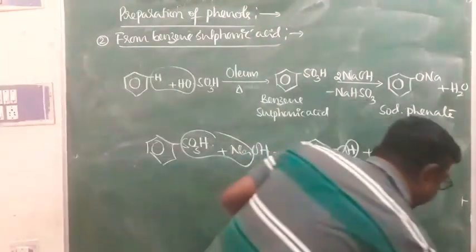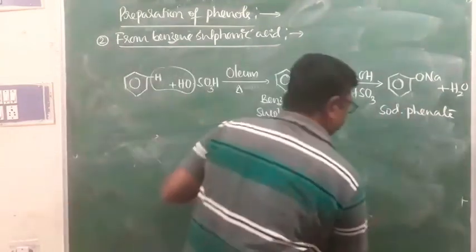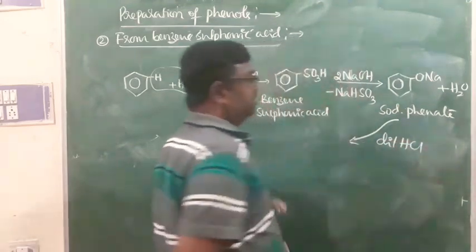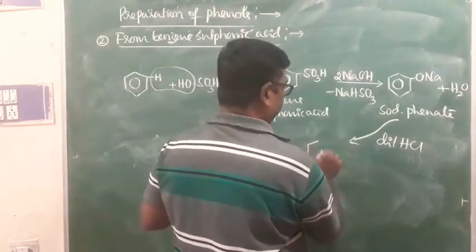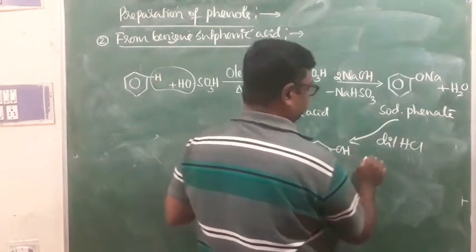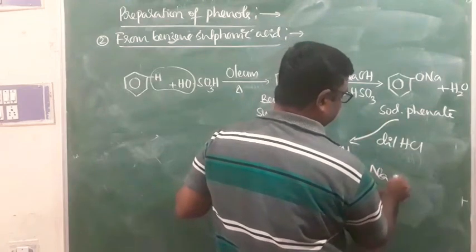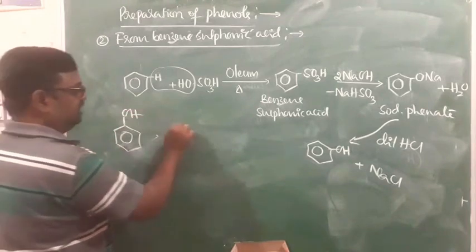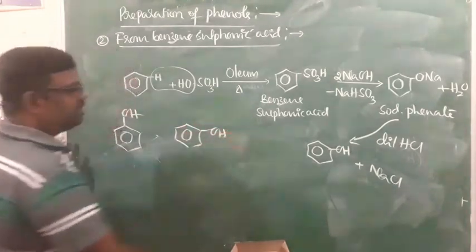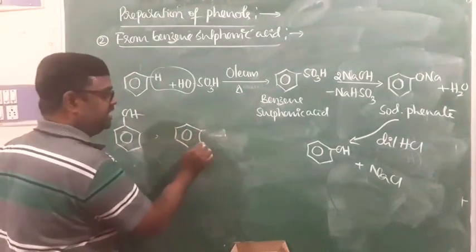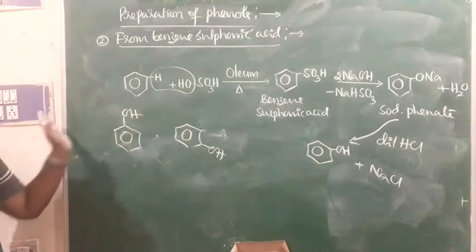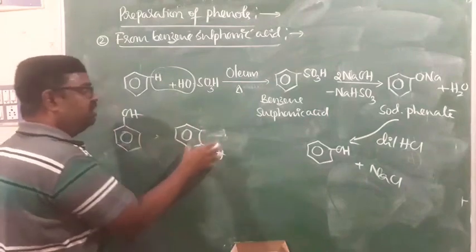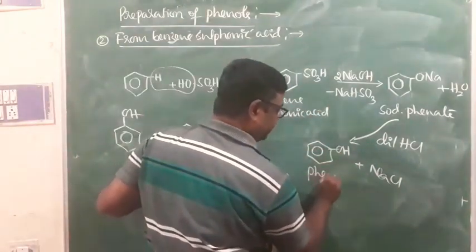When sodium phenate is hydrolyzed in the presence of dilute HCl, you are going to get phenol plus NaCl. Keep in mind that I sometimes write phenol one way and sometimes another way. No problem, because you can keep OH anywhere in this molecule. All carbon atoms are identical, so this is phenol, this is also phenol, and this is what we call phenol.